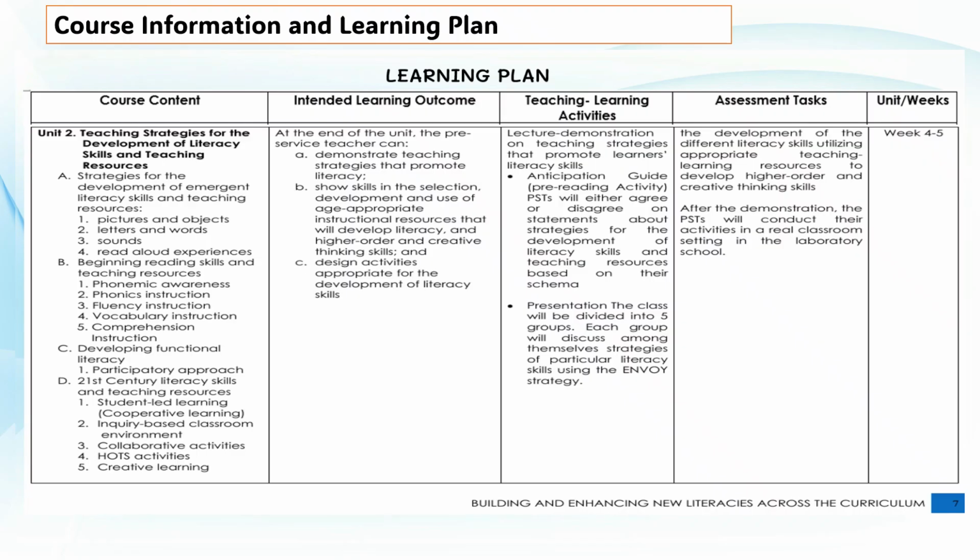Strategy. The participatory approach will be used to engage learners actively in functional literacy tasks. Output. Demonstrations of participatory activities that highlight functional literacy. Assessment and evaluation. Assessment will be based on learner participation and the relevance of activities to real-world contexts. Part D, 21st Century Literacy Skills and Teaching Resources.